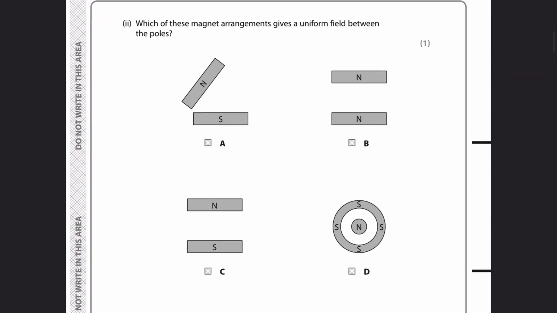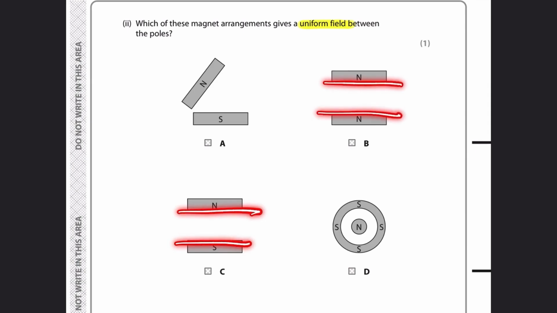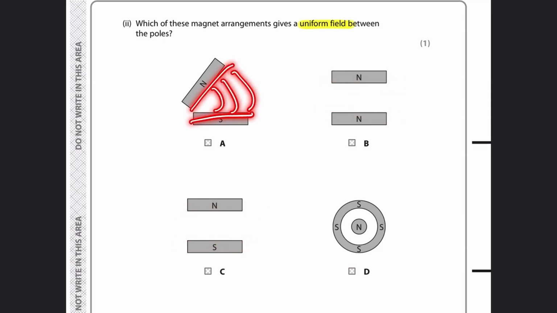Okay. Which of these magnet arrangements gives a uniform field between the poles? Okay, uniform field. This is important because sometimes they tell you to draw it. Uniform field means the strength of the magnetic field is uniform. Uniform means the same everywhere, like school uniform means everyone wears the same. So a uniform field is where the magnetic field is the same everywhere. That only happens when the magnets are lined up neatly, either like C or like B. Because if they're like that, then the field would be more curly, and that wouldn't be uniform. That would not be the same everywhere.